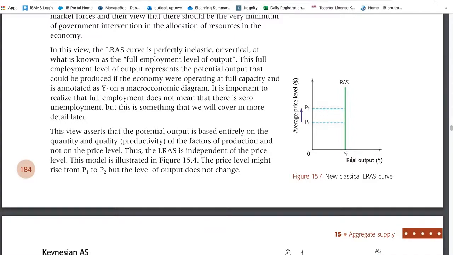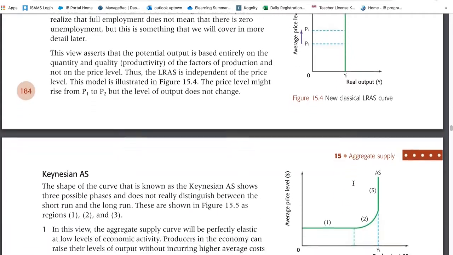So this classical one pretty much says that the potential output is based entirely on the quantity and quality of the factors of production, not on the price level. So if the price goes from P1 to P2, it has absolutely no impact on your level of output, because it's the factors of production that will change your level of output, not the change in the prices.